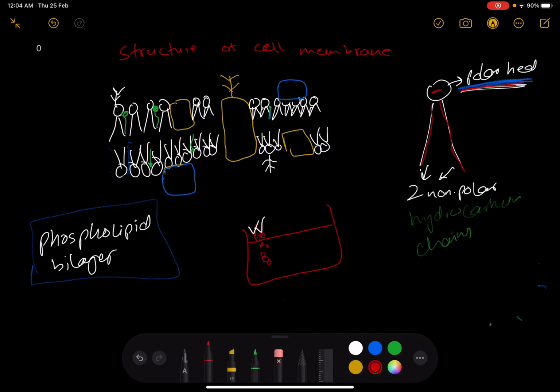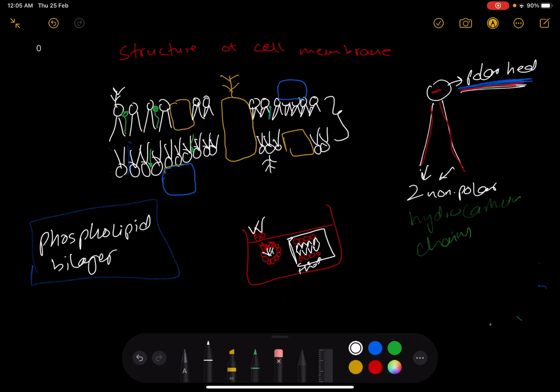Or they could form a ball with the heads outside and the tails inside, or they could form a phospholipid bilayer. Let me draw a bilayer real quick. When this happens, the water molecules are outside the bilayer and are attracted to the polar heads, whereas there is no water between the non-polar hydrocarbon chains. So that is the basic structure of the cell membrane.